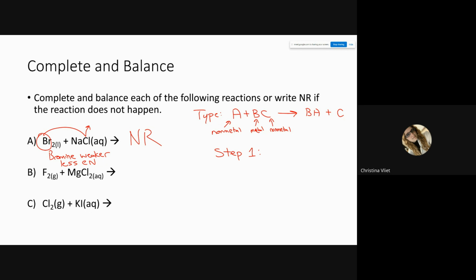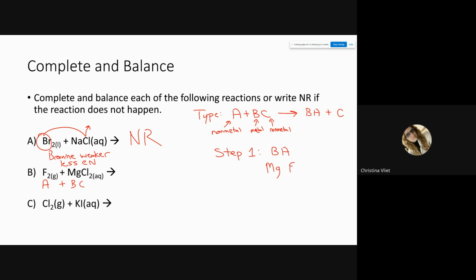It's B with A, right? Yeah. So if this is A plus BC, I usually just write it underneath just to make sure that we're lining them up correctly. What is B? That's going to go first. Mg. And we're putting that together with what? Chlorine. And how do we put them together correctly?